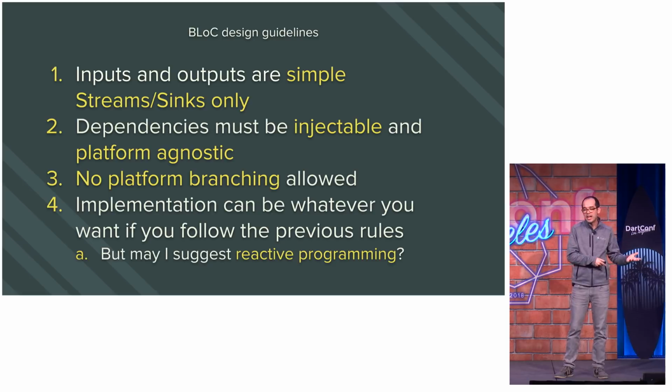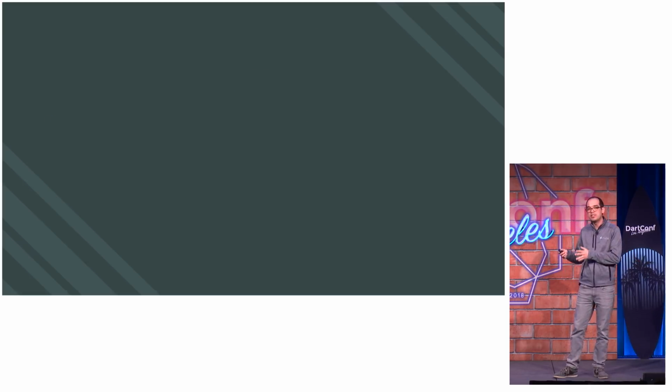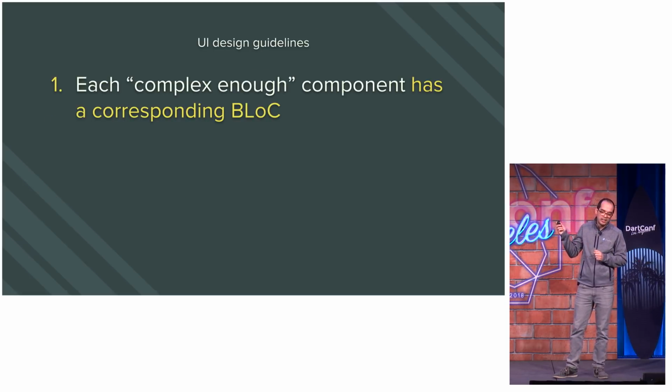So we have guidelines for designing a block, but we also need guidelines for designing UI. There is a more or less one-to-one pairing between a UI component or widget and a block. In this case, we had a search screen, so we would have a search screen block. Of course, you're not going to create a block for every single widget, especially in Flutter. You don't want that. So you have to make a judgment call, and that's OK. You have to define what complex enough is and what makes sense for you, and create a block for each widget that is complex enough.